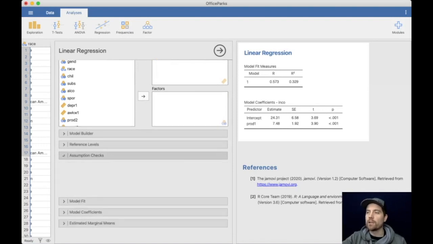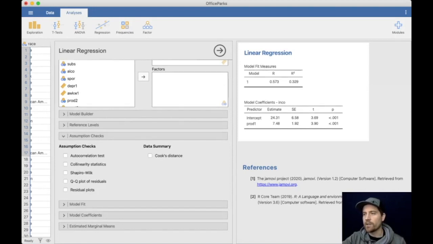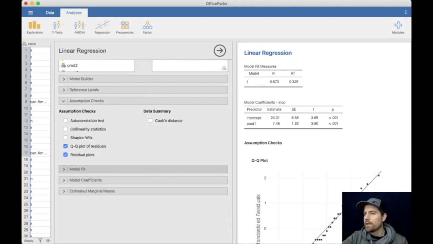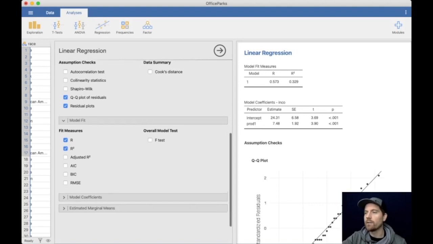We are going to click on assumption checks. In linear regression, there's quite a bit that we can check. We don't need collinearity statistics. That only is for multiple regression. But we can check a QQ plot of the residuals and other residual plots. The model fit is going to give us some options of adding a few things for the model fit. For right now, R and R squared is what we need for the class. We're going to leave those the same.